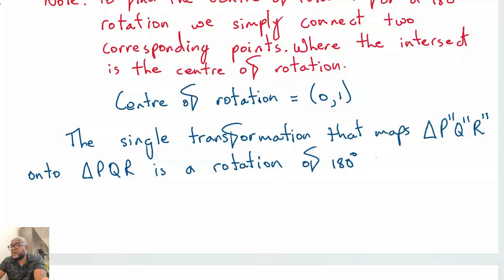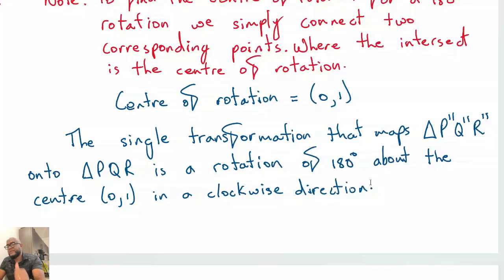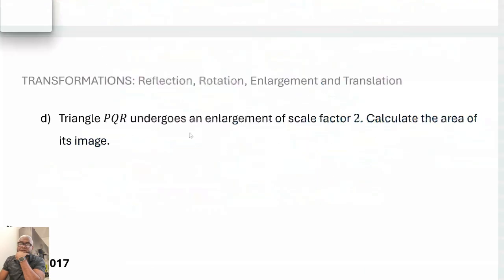Now, once it's a rotation of 180 degrees, you can put clockwise or anti-clockwise, it doesn't matter, right? A rotation of 180 degrees about the center 0, 1 in a clockwise direction. Everybody good there?